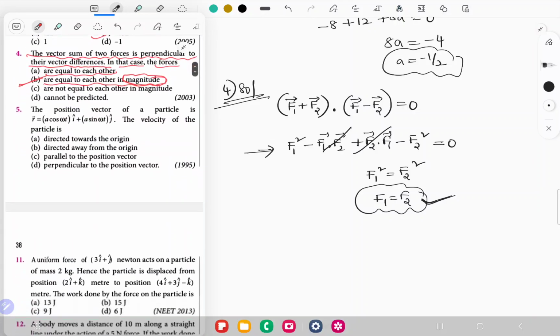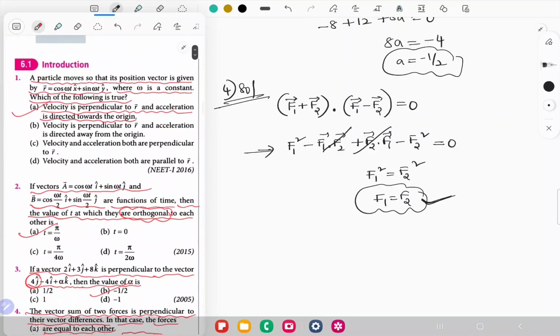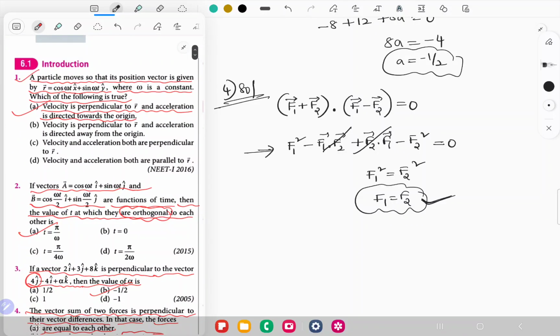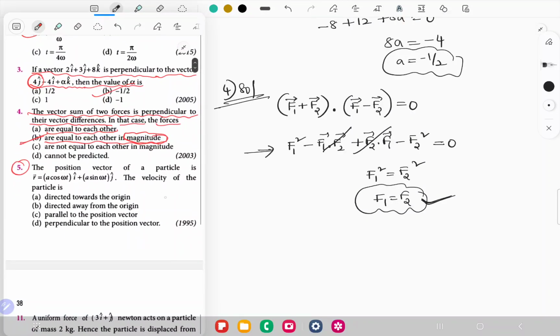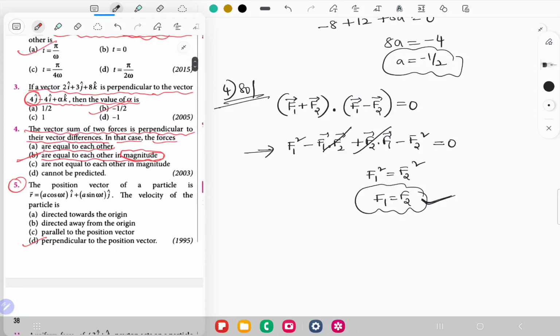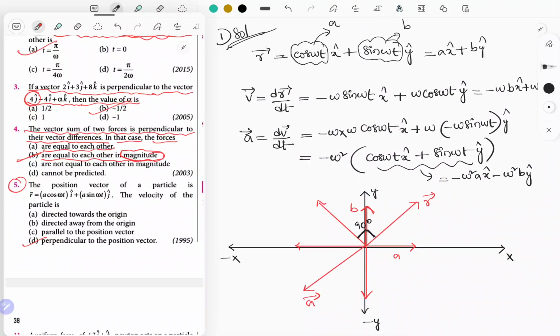Let's solve another question. If you observe question number 5, it is exactly similar to question number 1. You can go through that solution once again. Now which option is correct? The velocity of the particle is perpendicular to the position vector, right? So for the fifth one, option D is correct. If you want, you can go through the first question solution once again. The fifth one and first one both are the same.